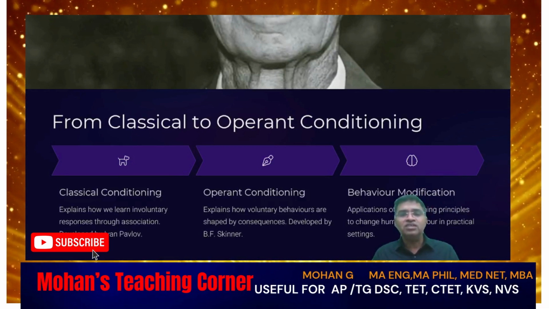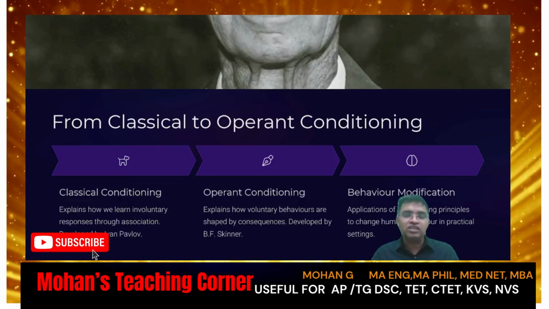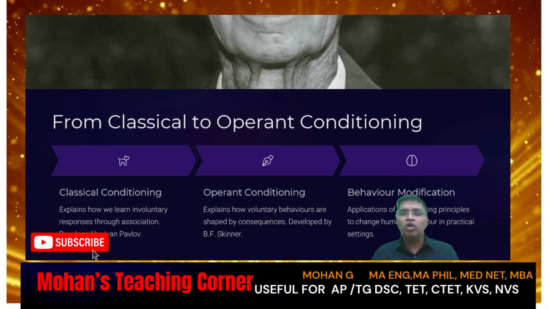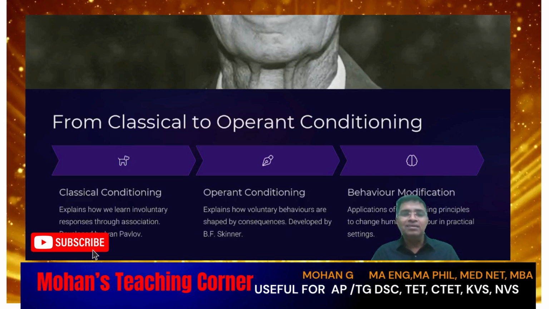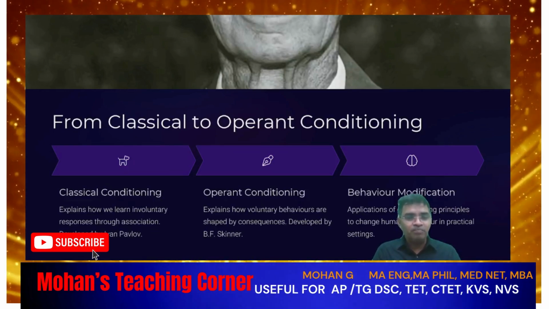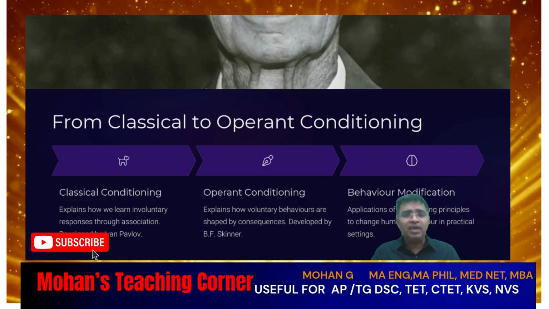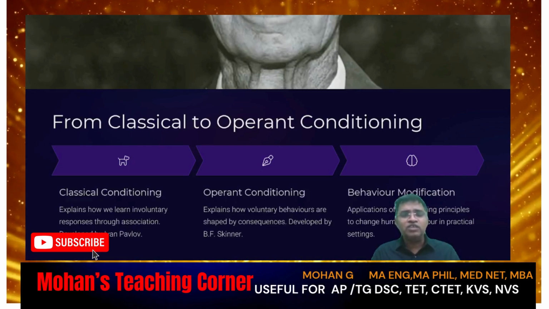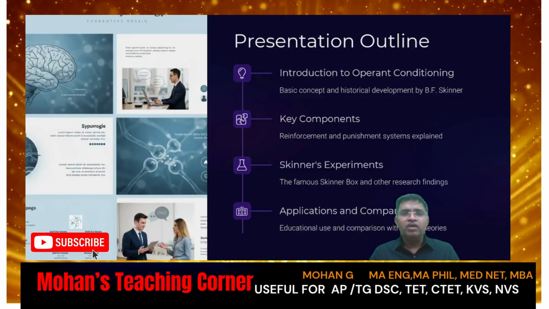Then operant conditioning explains how voluntary behavior is shaped by consequences, developed by B.F. Skinner. Behavior modification is the application of conditioning principles to change human behavior in practical settings. Classical conditioning is totally involuntary behavior, and operant conditioning is voluntary behavior through which they get consequences, developed by B.F. Skinner. Let us see one by one.